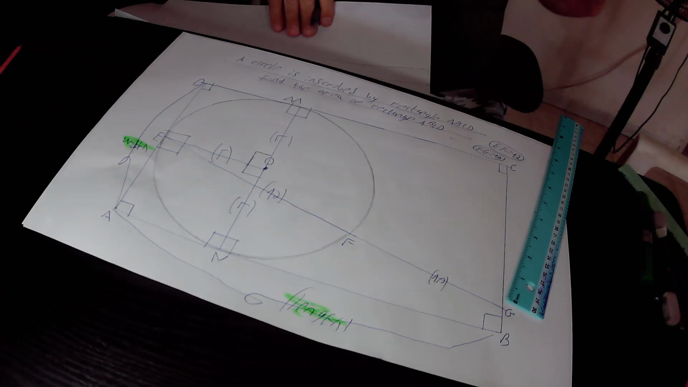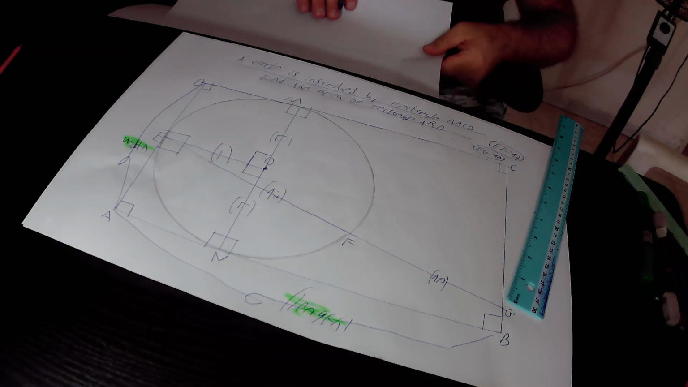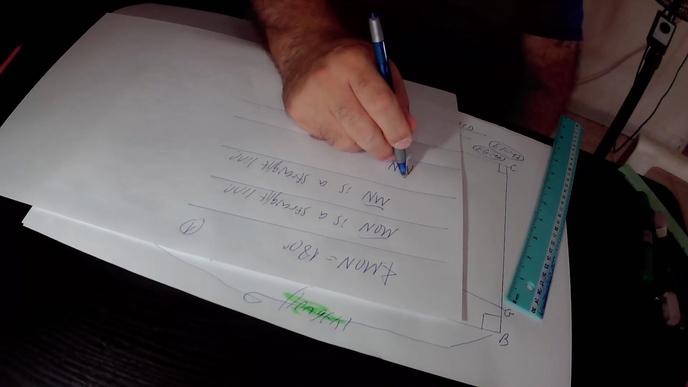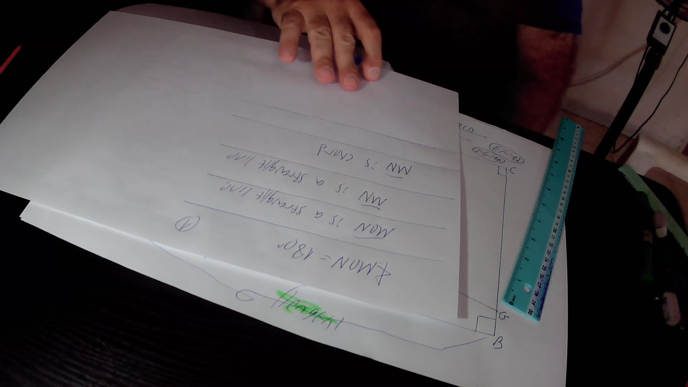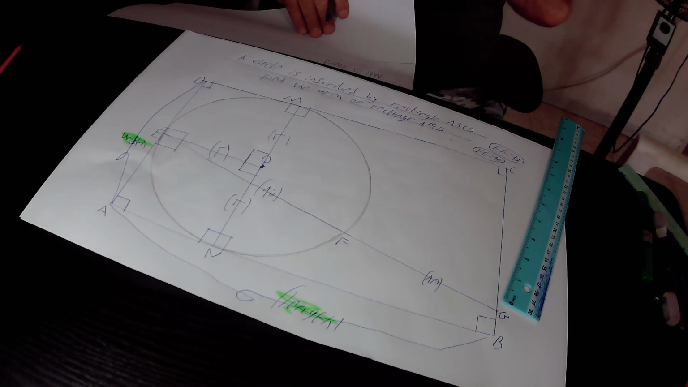But MN is a straight line that touches the circle at 2 points, point M and point N. And therefore MN is a chord that passes through point O, that is the center of the circle. And we know that any chord that passes through the center of the circle must be the diameter of the circle. Therefore MN is the diameter of the circle.